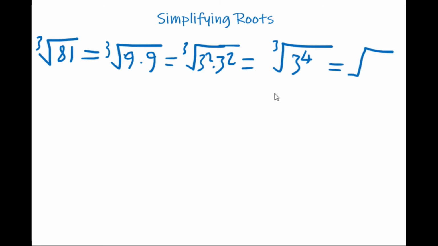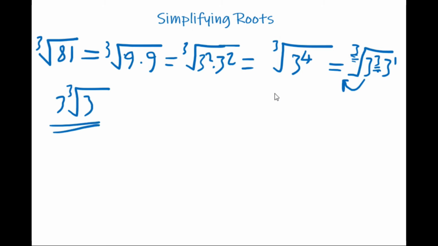From here, I am expanding 3 to the power of 4 as 3 to the power of 3 times 3 to the power of 1. The root degree is still 3. So from here, this 3 comes out by just leaving its exponent. Why? Because its exponent and the degree of the root are the same. So it's going to be 3 third root of 3. So this is going to be the final answer, guys.